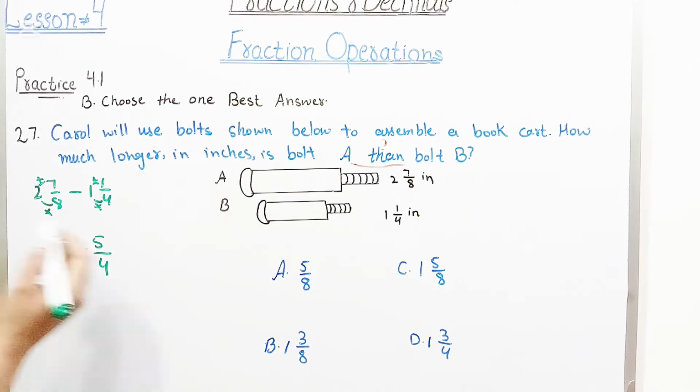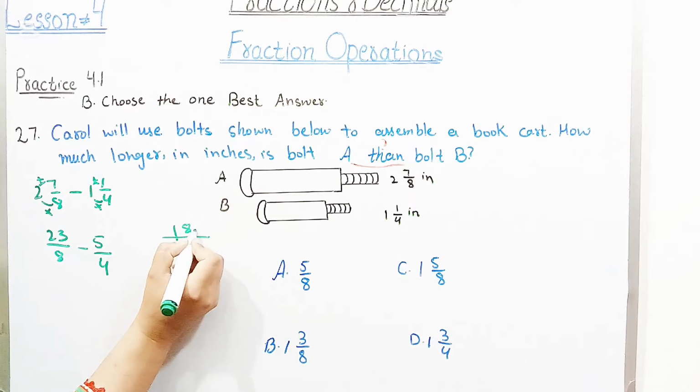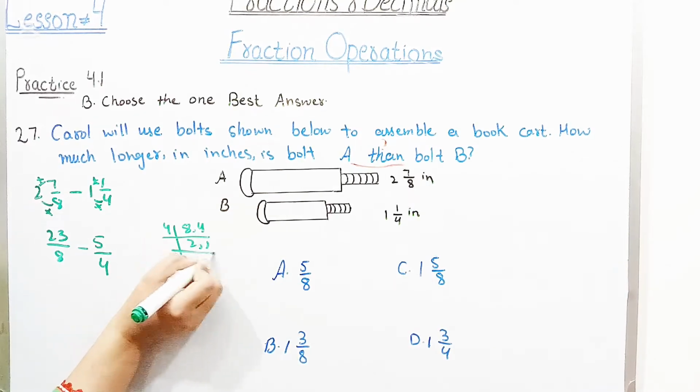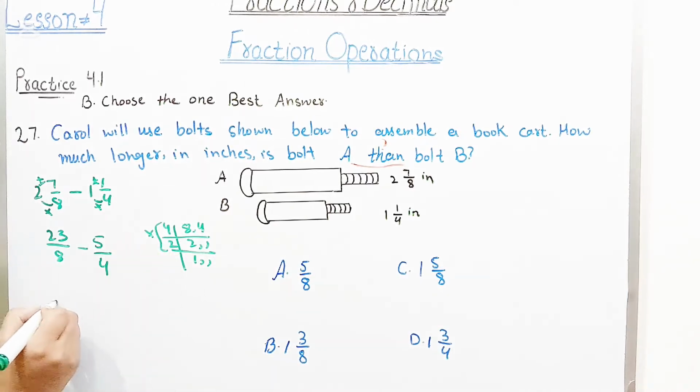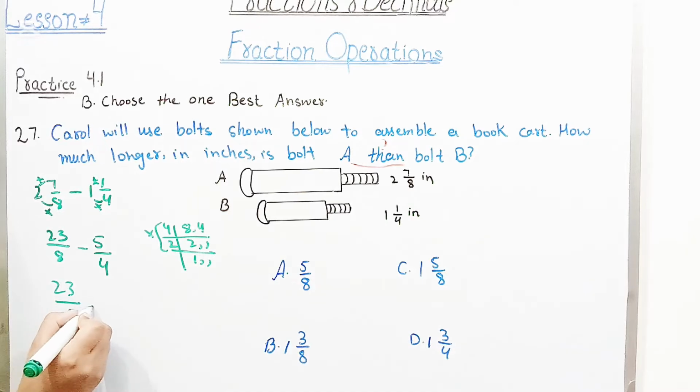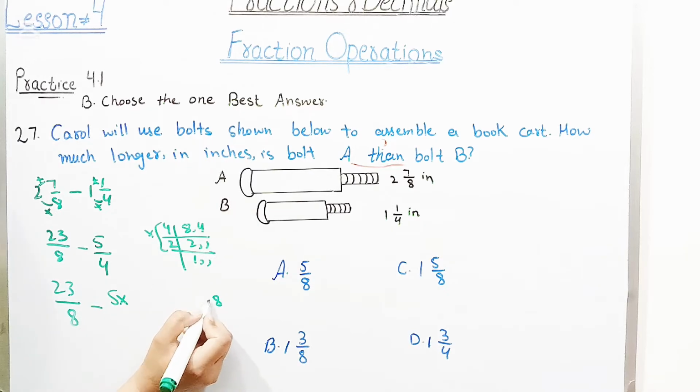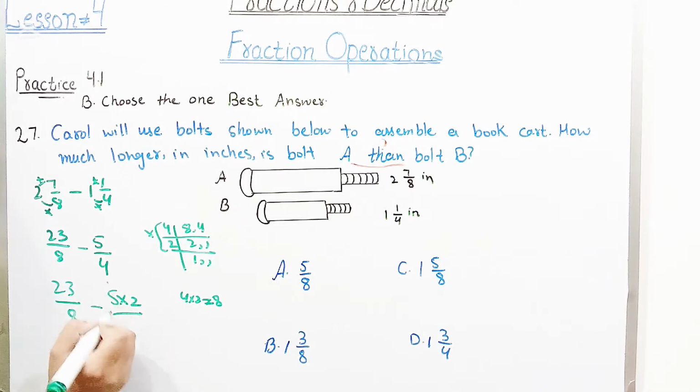So, we take the LCM. 8, 4. 4 2s are 8, 4 1s are 4, 2, 4 2s are 8. When we multiply, it will become 8. 23 by 8 is as it is, minus 4 2s are 8. So 5 multiplied by 2, 4 multiplied by 2 gives 8. So, we multiply numerator and denominator with 2. So, 23 by 8 minus 5 multiplied by 2, 10 over 8. When we subtract, my final answer is 13 over 8.